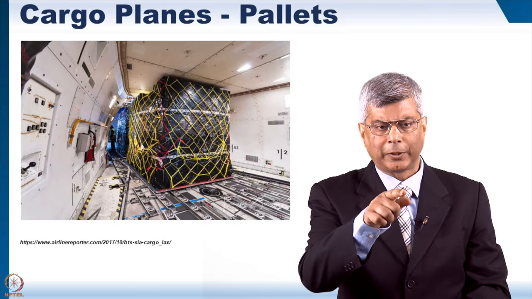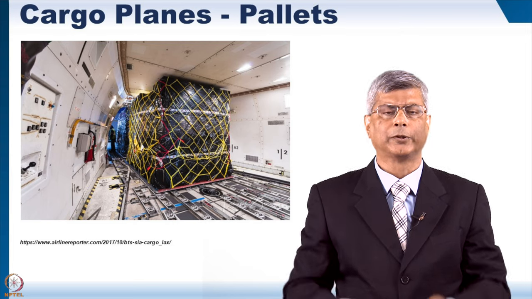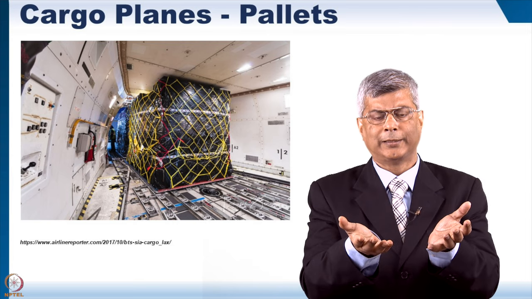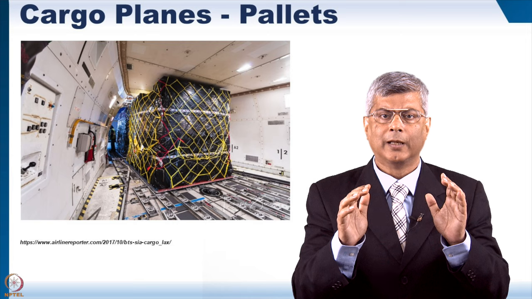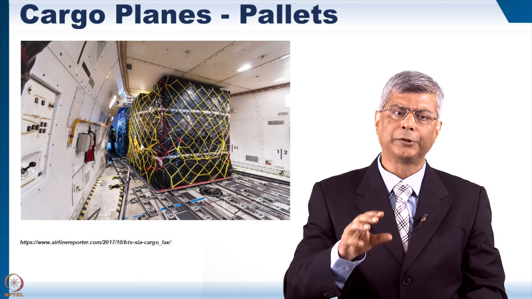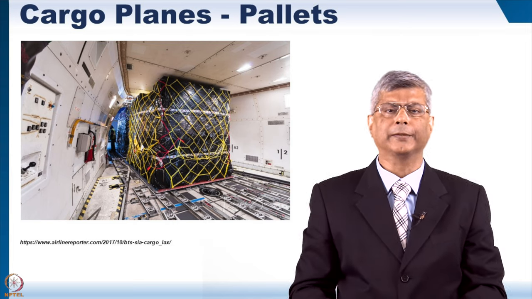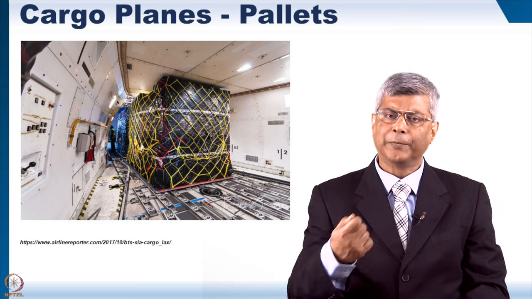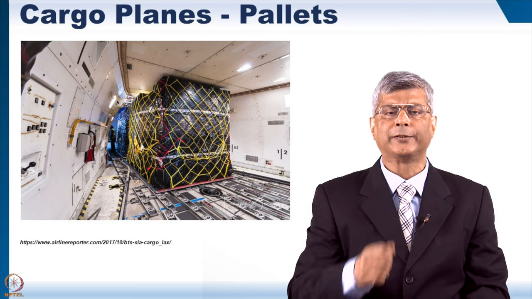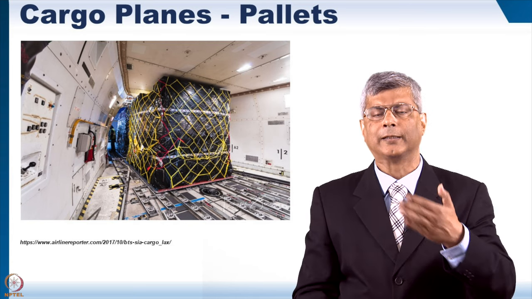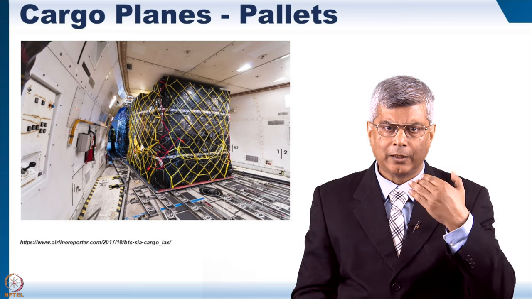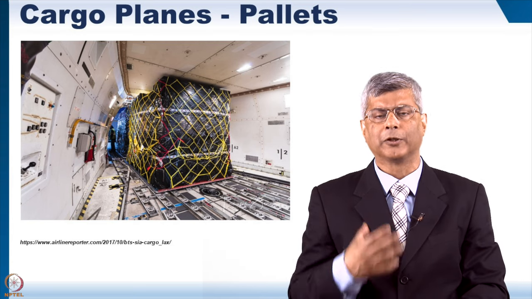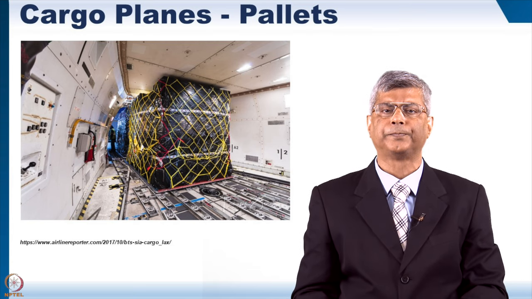Inside the plane, this is what it looks like. So you see that there is a pallet, which are very specialized air cargo pallets. You put the goods and you put them into the aeroplane. And they can be used for civilian or defense uses, where you can actually put tanks and armored vehicles, etc., onto a plane, on a cargo plane or a military cargo plane.